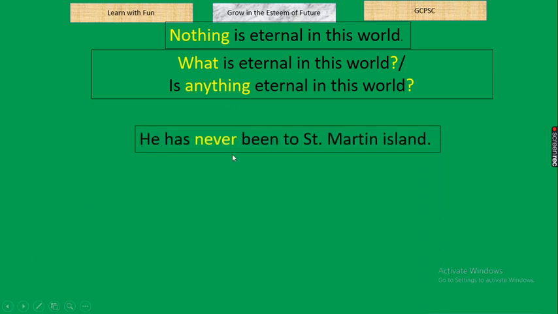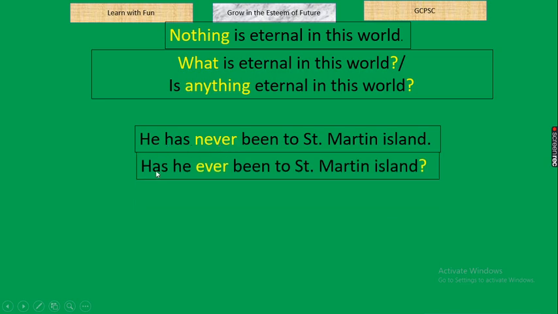He has never been to St. Martin Island. Here the key word is never. So what will happen in case of never? Helping verb at the beginning: has he ever been to St. Martin Island? So never will turn into ever. The order is helping verb, subject, then never turns into ever.